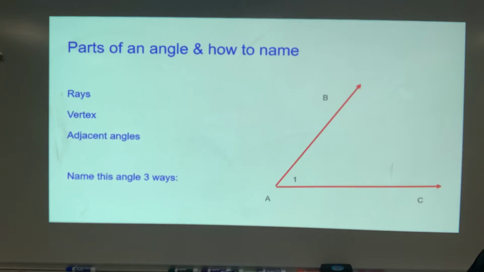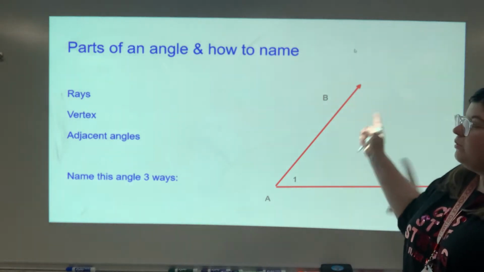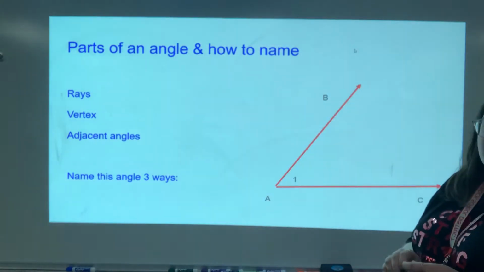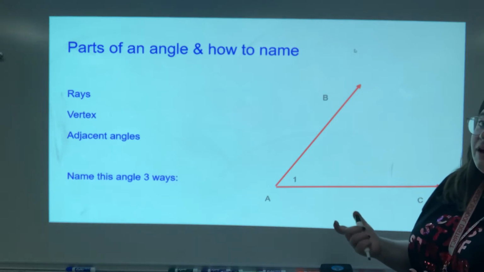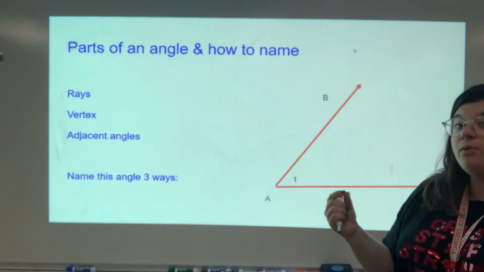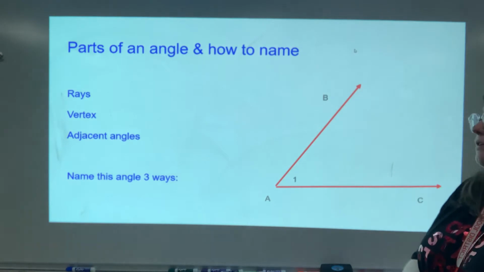So, parts of an angle and how to name them. We've got things in blue, and we have a diagram. It might be a good idea to get that down. Here's an angle. The first part of our angle is that angles are made up of rays. Again, rays have an endpoint and they continue forever in one direction.